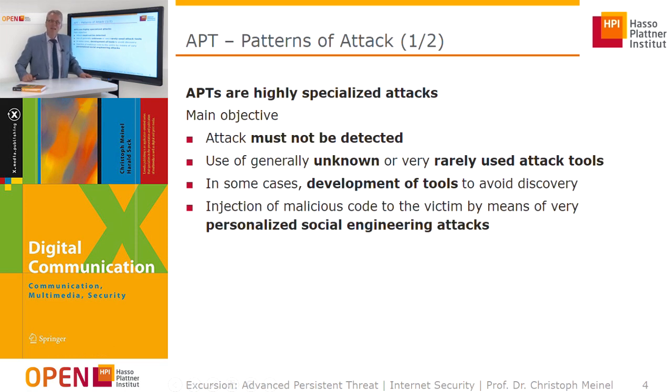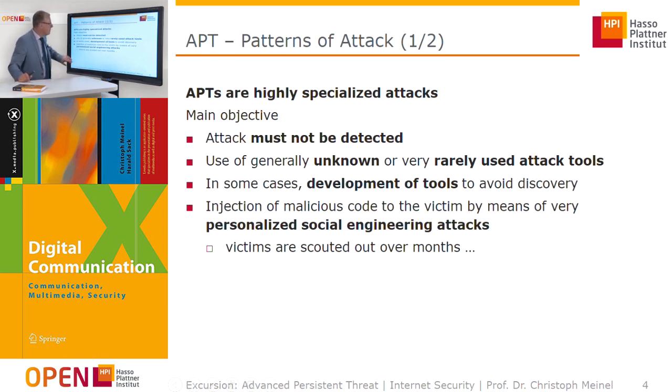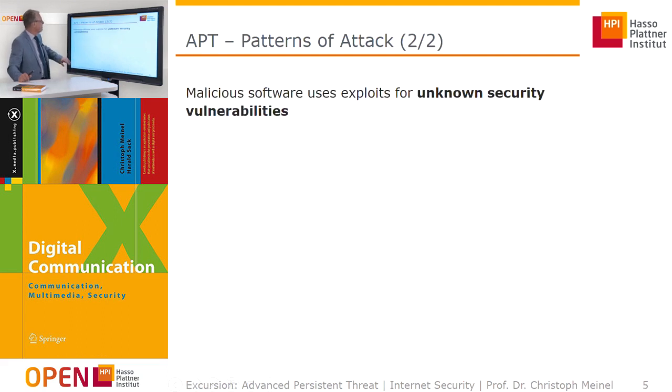The APTs are characterized by injection of malicious code into the victim by means of very personalized social engineering attacks. For example, in the military, over months, a general is spied out, and all his information about his personal life and his professional life is collected. Then such phishing mails are designed so that this person believes it comes from a brother, a mother, a colleague, or an authorized person. So the victims are scouted out over months. This is characteristic of APTs.